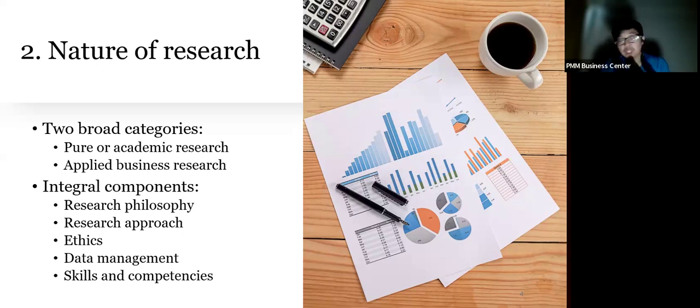and searching for the solutions, identification of the particular problem, addressing and searching a deeper or broader perspective so that there can be solutions. There are some integral components of research in general: research philosophy, approach, ethics, data management, and other necessary skills like data collection and data analysis skills. So let me talk briefly about the typical research process.